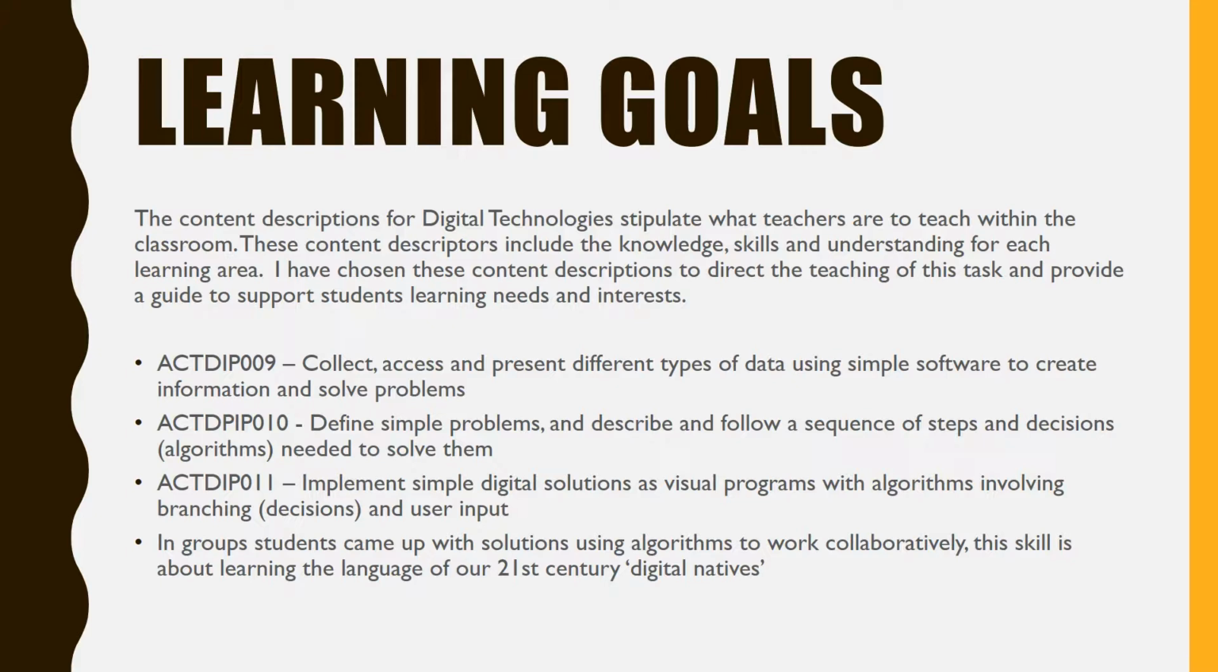From this starting point, all students were able to dig deeper into some of the following concepts: the properties and behaviour of light, photographic processes, angles, distance, shape and size, the elements of art and design, particularly colour, shape, line and composition. In teams, students came up with solutions using algorithms to work collaboratively. This skill is about learning the language of our 21st century digital natives.